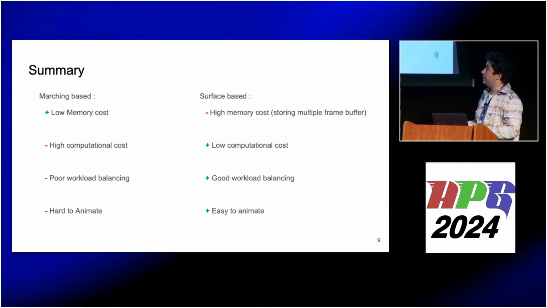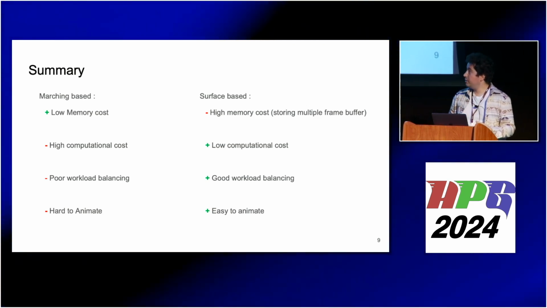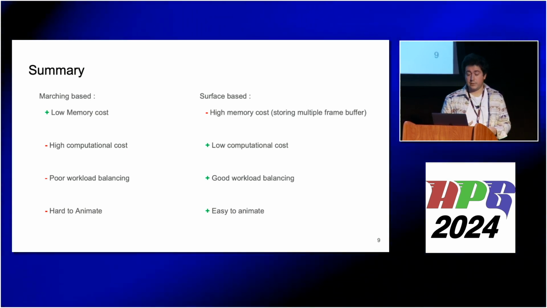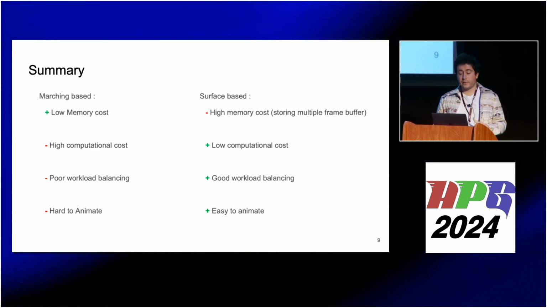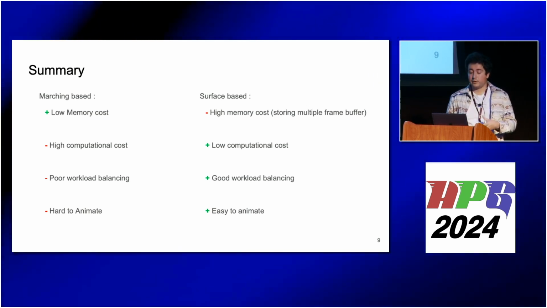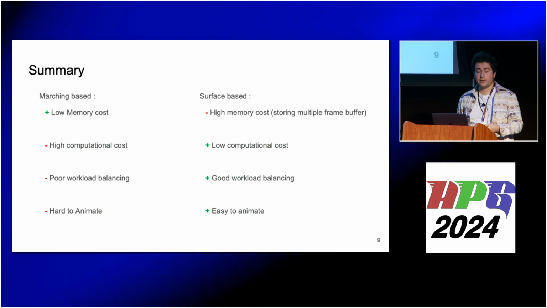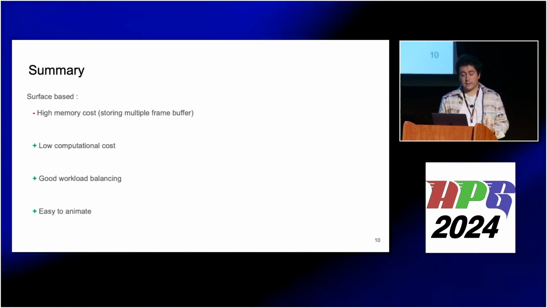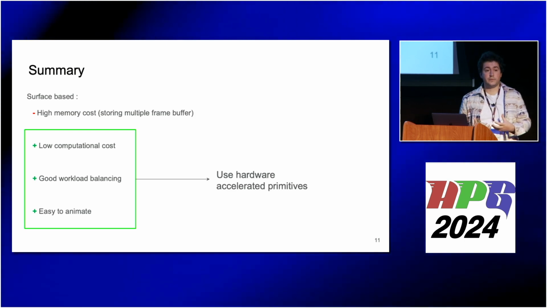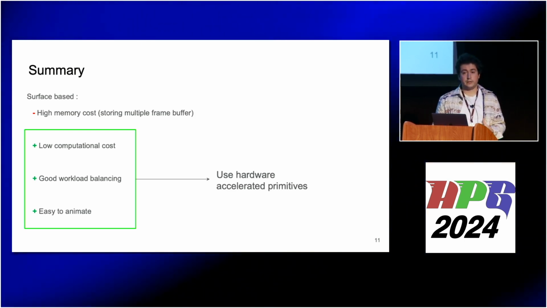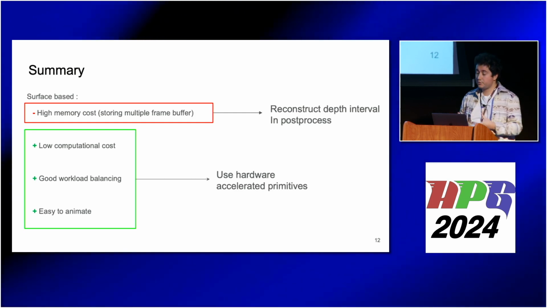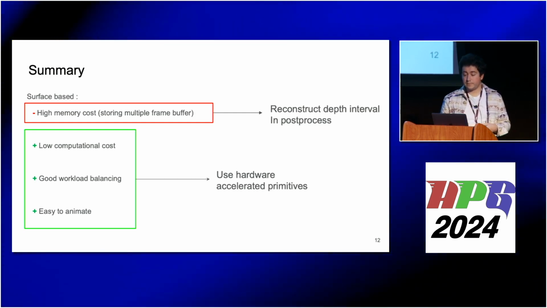Marching-based has the advantage of being low memory. However, it has a high computational cost, poor workload balancing, and is very hard to animate. In comparison, surface-based approaches have a very low computational cost. They are quite good at workload balancing and easy to animate. So if we focus on this type of approach, we can see that all the advantages come from the fact that we are using hardware accelerated primitives there. And the only drawback comes from the fact that we have to reconstruct all the depth intervals in post-process.